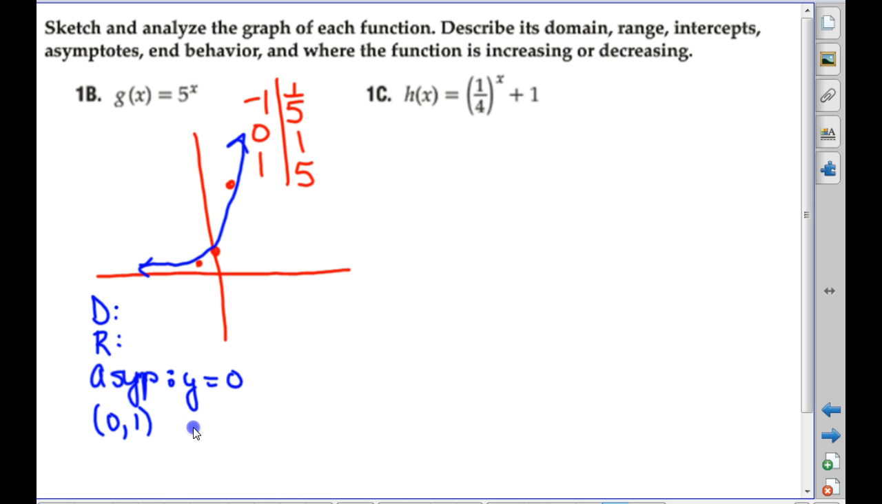Is this one increasing or decreasing? Increasing. And this time on the left, I say as x approaches negative infinity, what's happening? It's approaching 0, yes. As x gets really big, y is getting really big too.